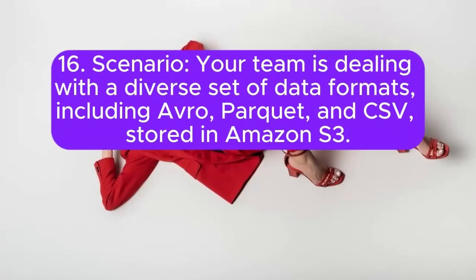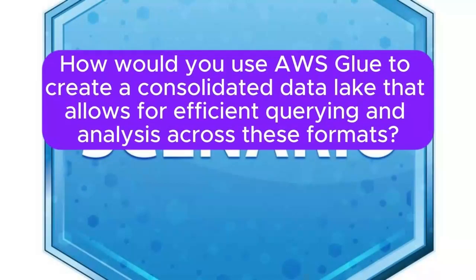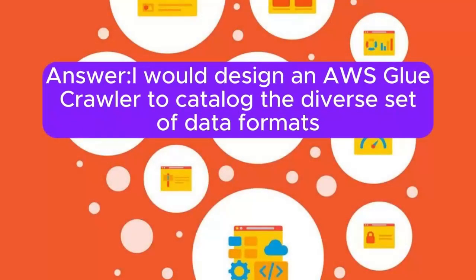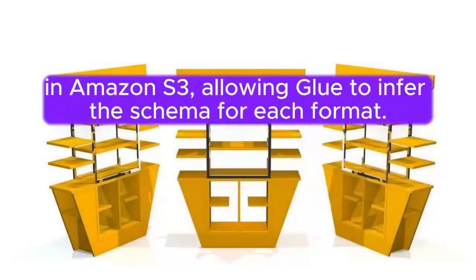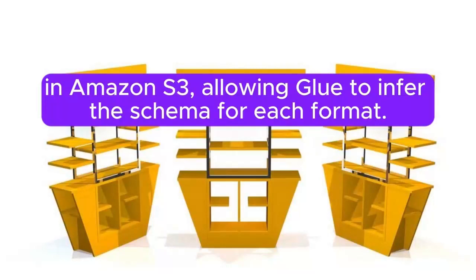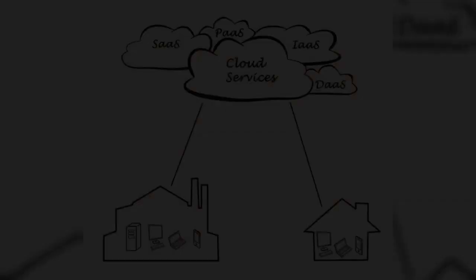16. Scenario: your team is dealing with a diverse set of data formats, including Avro, Parquet, and CSV, stored in Amazon S3. How would you use AWS Glue to create a consolidated data lake that allows for efficient querying and analysis across these formats? Answer: I will design an AWS Glue crawler to catalog the diverse set of data formats in Amazon S3, allowing Glue to infer the schema for each format.